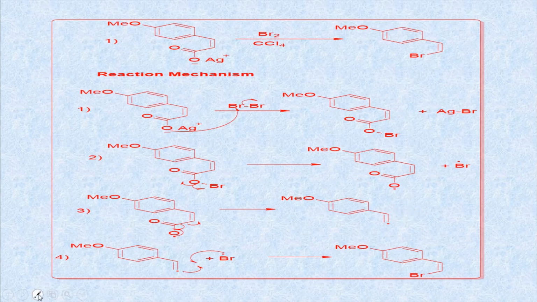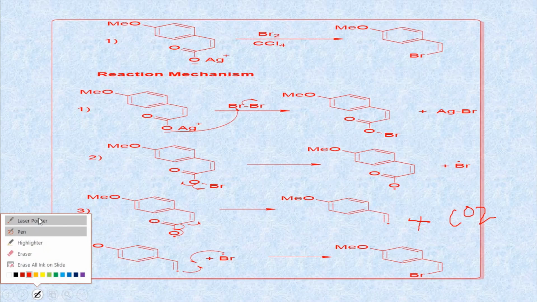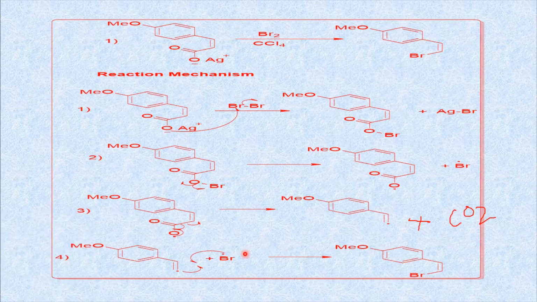Let me show you that. This is the plus sign, CO2, plus CO2. Okay, plus CO2. In the next step, the CH2 radical reacts with the Br radical generated in step 2, and you will get the product, that is the alkyl halide. So this is the simple reaction mechanism.